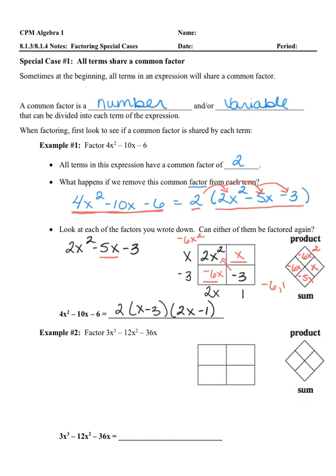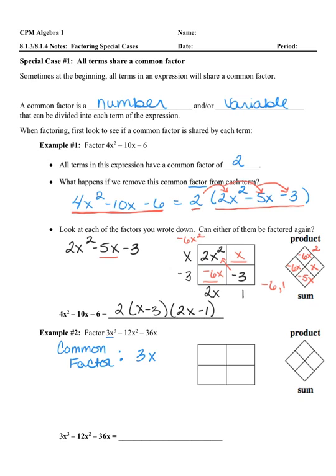In this next example, we're trying to factor 3x cubed minus 12x squared minus 36x. The first thing we're going to do again is take a look at each of the terms and decide if there is a common factor that is shared by all of the terms. Is there a number that goes into each of the coefficients evenly? And can we possibly pull out some powers of x as well? Each of these terms is divisible by 3x. The common factor is 3x.